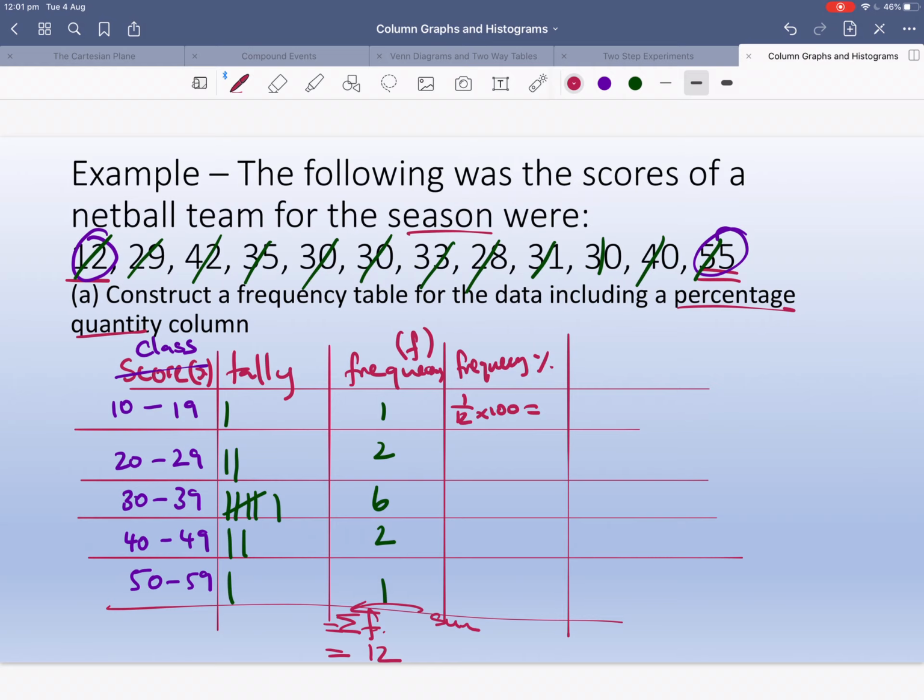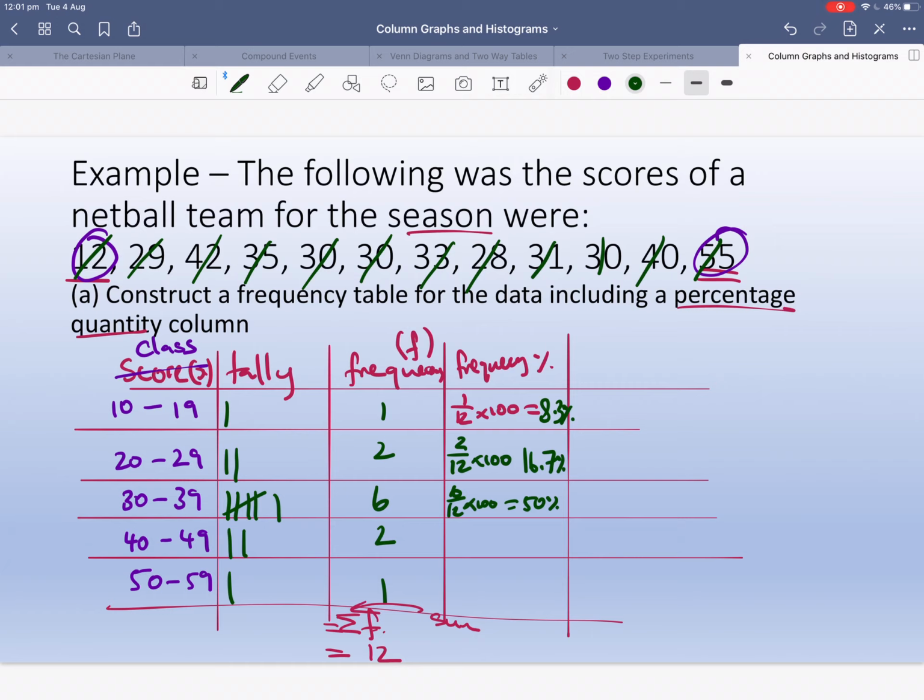So I need to put that in my calculator to work out the percentage. We're going to times it by 100. We're not going to get an exact amount, but it works out to be about 8.3%. All right. The next one will be 2 over 12 times 100. So let's do that one. And I get double the amount, so 16.7%. And then 6 over 12, hopefully you know how to do that one in your head. That's 50%, so 50% of the scores are there.